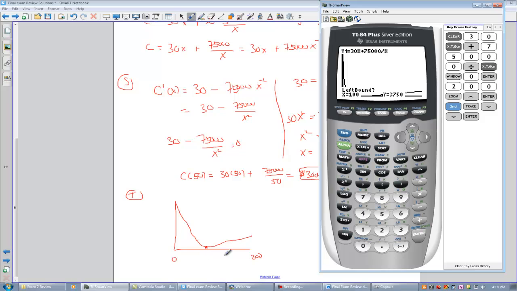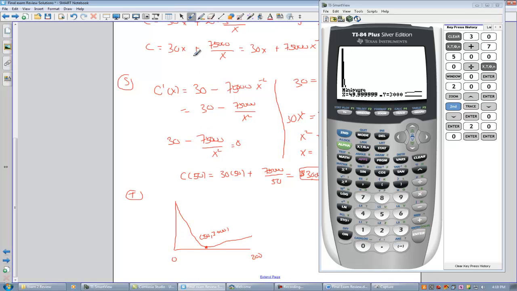Left bound, well, 0 is on the left, right? You can see 0 is on the left. And right bound, well, 200 is definitely on the right. Give it a guess, just hit enter, and it'll jump right to the minimum, 50, comma 3,000. So as long as your formula is right here, everything else that followed, the analysis that followed, is correct because you got the same answer.